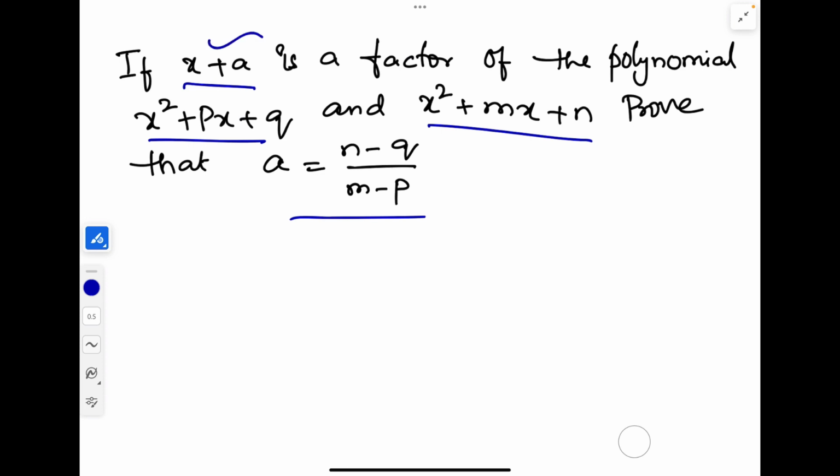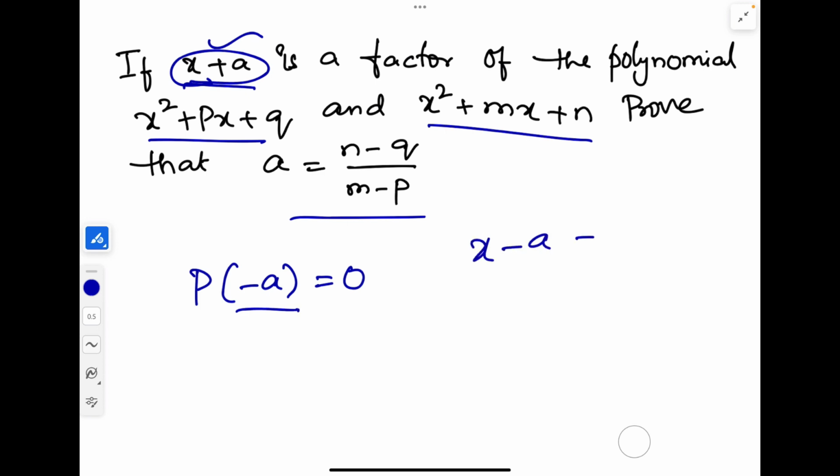Children, whenever x plus a is a factor of a polynomial, of any polynomial, we know that by factor theorem p of minus a will become 0. Okay, if x plus a is the factor, p of minus a will be 0. If x minus a is a factor of a polynomial, that implies p of positive a will become 0.